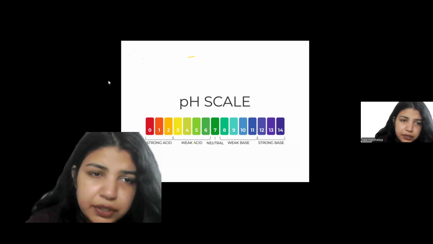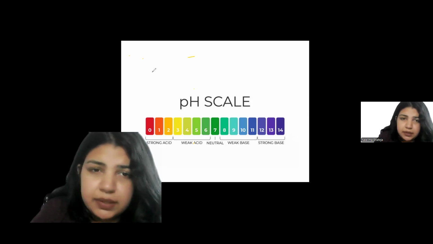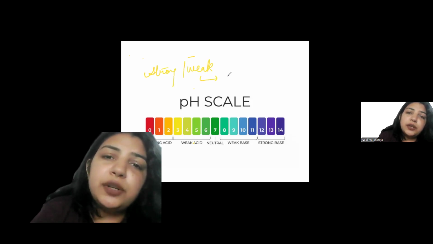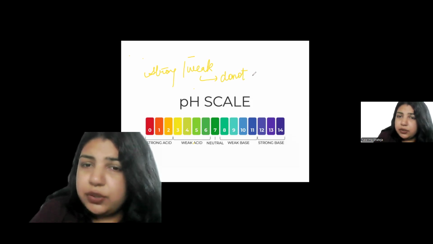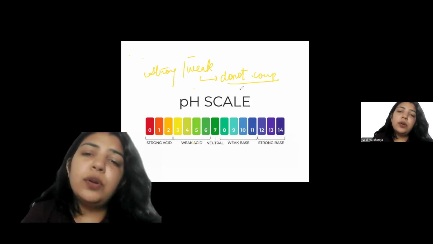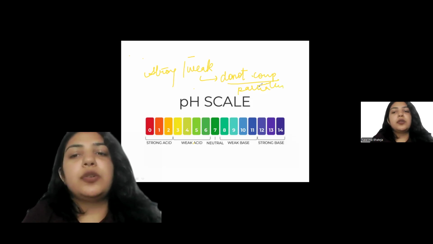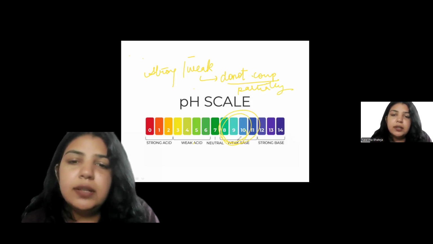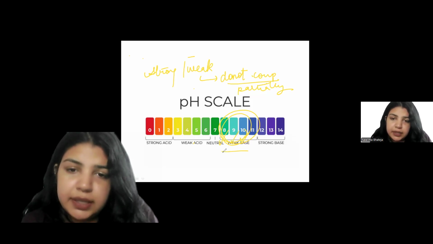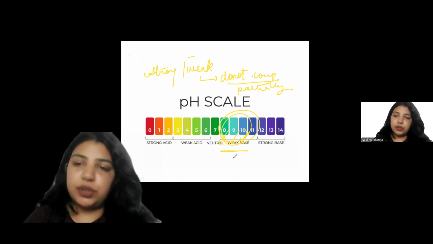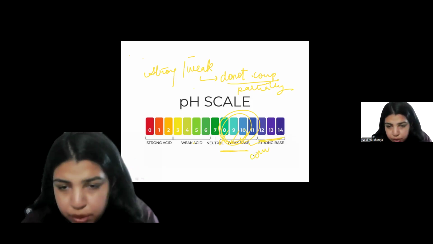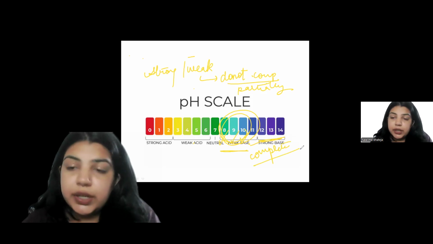So how can we differentiate between strong and weak? Weak means they do not dissociate their ions completely, which means they have dissociated their ions only partially. That is why they are near the neutral solutions. So 8, 9, and 10 are weak because they do not completely dissociate. What about 12, 13, 14? These are strong because they have completely dissociated their OH negative ions.